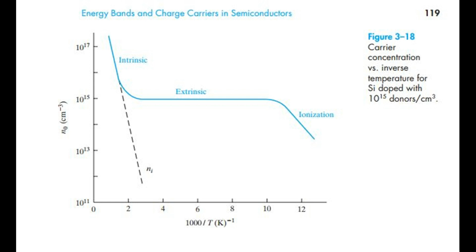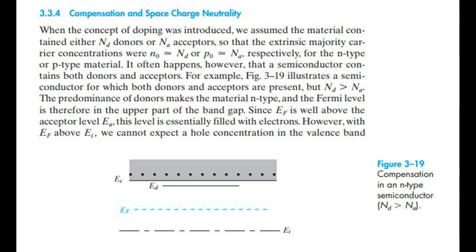For example, Fig 3-19 illustrates a semiconductor for which both donors and acceptors are present, but the predominance of donors makes the material N-type, and the Fermi level is therefore in the upper part of the band gap. Since EF is well above the acceptor level Ea, this level is essentially filled with electrons. However, with EF above Ei, we cannot expect a hole concentration in the valence band commensurate with the acceptor concentration. Figure 3-19. Compensation in an N-type semiconductor.